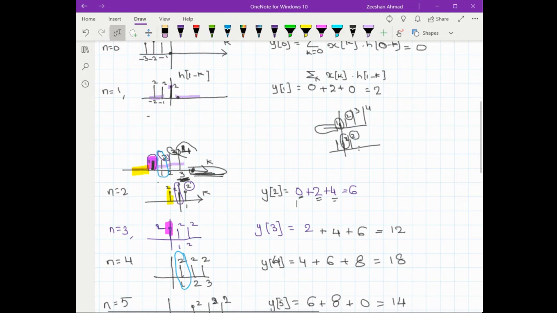And at 1, this is 2. So 2 multiplied by 2 will be 4. And at 2, this is 2. So 2 multiplied by 3 will be 6 here. So just add them, you will get 12 here.